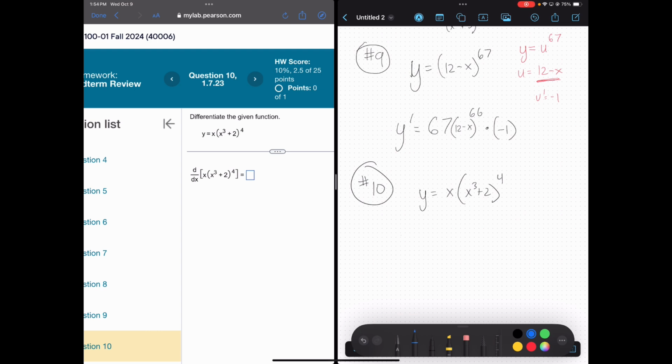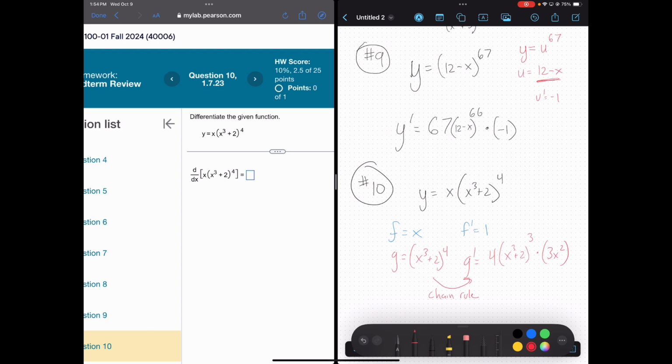So when I'm using product rule here, my first function is x. My second function is this x cubed plus 2 to the 4th. Derivative of your first function is just 1. Derivative of your second function, this is where it requires chain rule, right? To go from here to here, you need chain rule. And you get 4, keep the inside function the same, to the power of 3 times 3x squared.